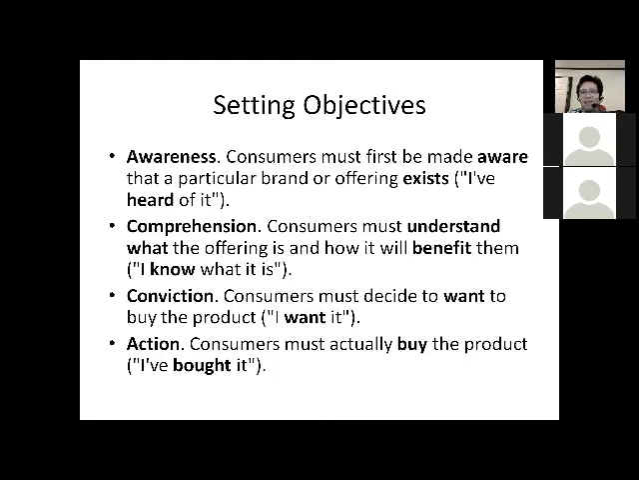After that, we have comprehension. In comprehension, the consumer must understand what the product is about, what the offering is, and how it will benefit them. So from "I've heard of it," now it's "I know what it is." I know what the product is, I know what its advantages and benefits are. And Jomel will read conviction.